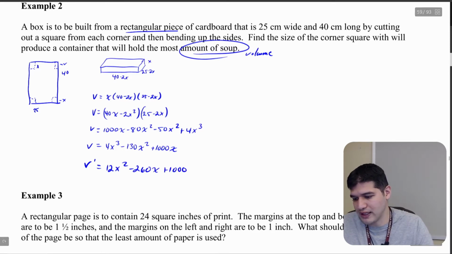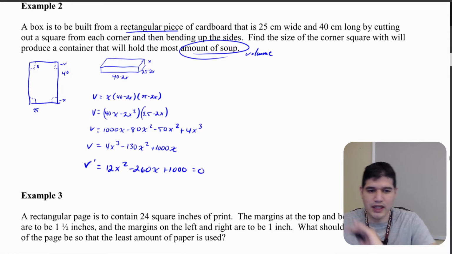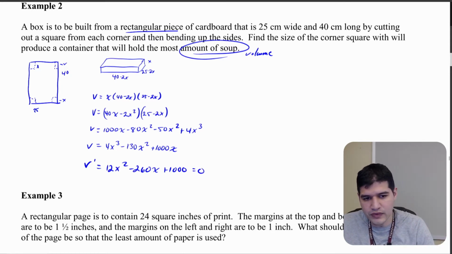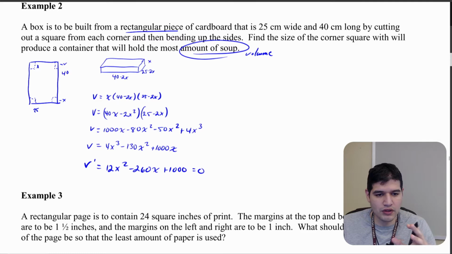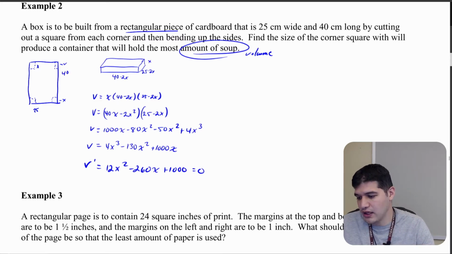And what do I need to do with this? Well, I need to set this equal to 0. So I am going to move it over here to the side, but let's see what I can factor out from here so that maybe I can make this a little bit easier. So 12, 260, 1000. All right, I can divide each of those by 4, and then 0 divided by 4 will still get me 0.